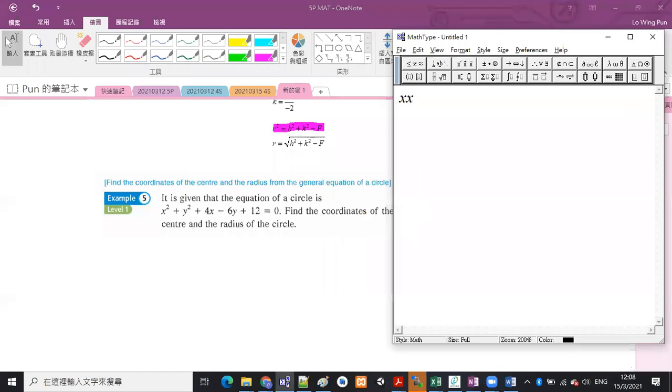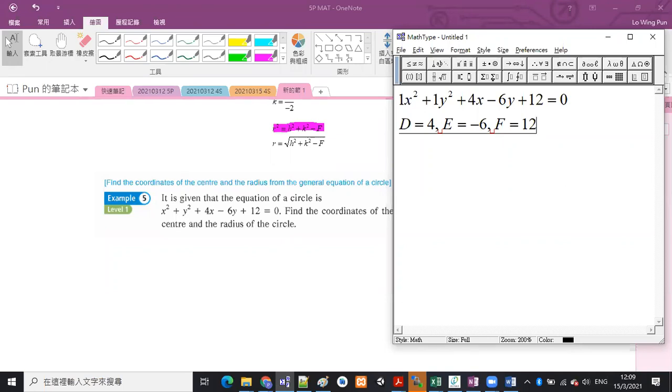We see x square plus y square plus 4x minus 6y plus 12 is equal to 0. We know that it is 1x squared plus 1y squared, right? It is no more number before x squared and y squared, and the right-hand side is 0. Then it is in a good format. Then we can write down the value of D, which is 4, and E, which is -6, and F, which is 12. Can you get this?